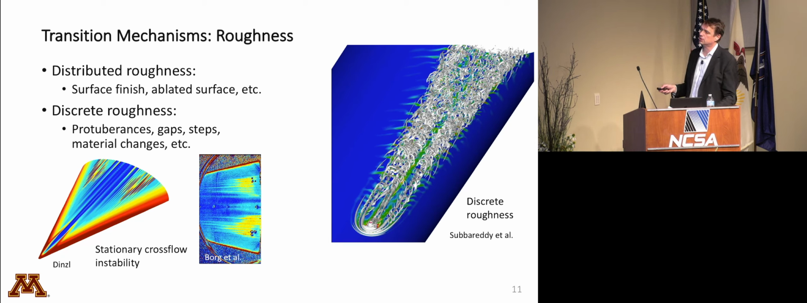Distributed roughness: there's a finite level of perfection, you can only machine and polish the surface to some level. The surface can be ablated, for example. There could be just small imperfections in the surface. And this is another crossflow case. This is the HiFire 5, and this is an experiment on that. Both of these actually agree with each other very well computationally and experimentally.